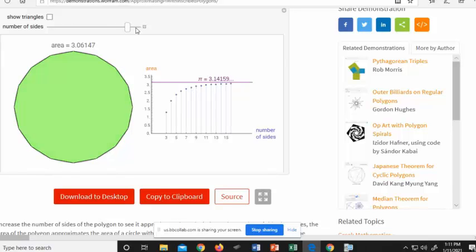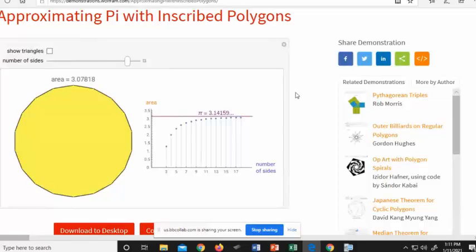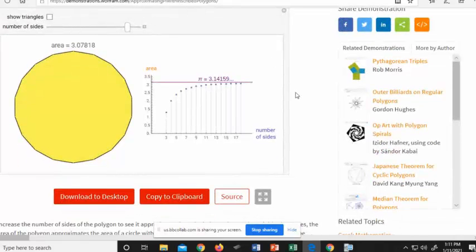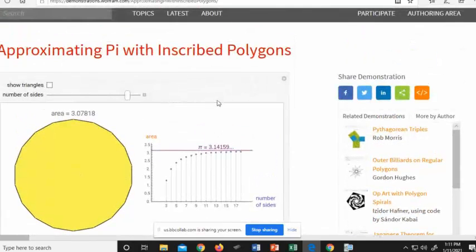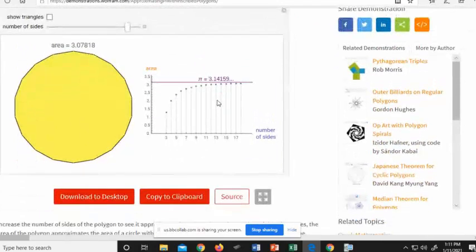And I keep going and going, and you see this graph is being made showing that the area is converging, or approaching, the number pi, right? And the area of a circle is pi r squared. So if we're talking about a circle with a radius of 1, the area of the circle is exactly equal to pi.